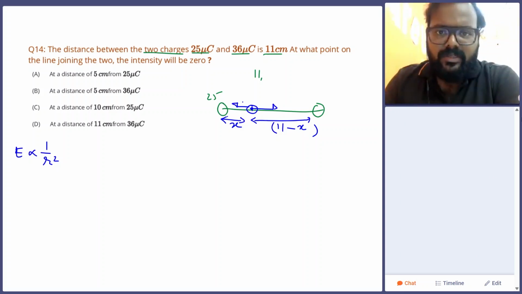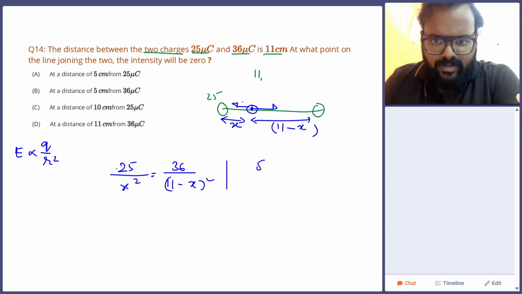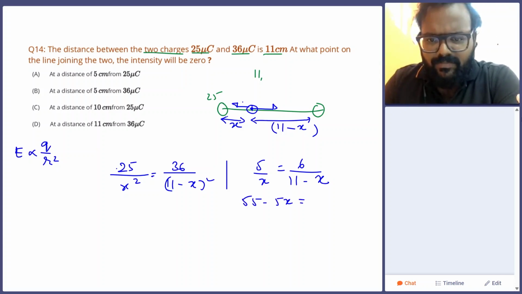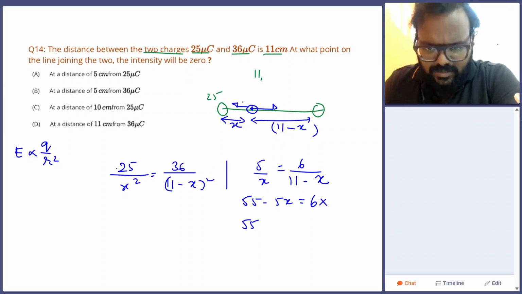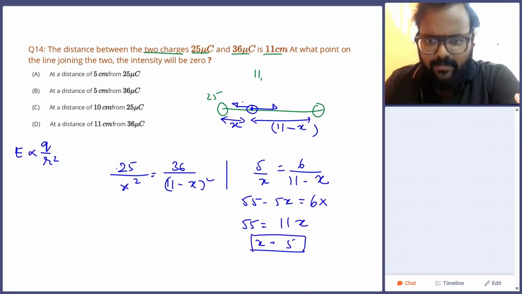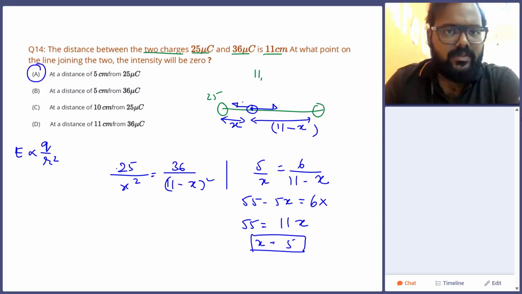So E1 equals E2, understood? So Q by R squared: 25 by x squared should be equal to 36 over (11 minus x) whole squared. Taking the root, it is 5 by x equals 6 by (11 minus x). So it will be 55 minus 5x, that is equal to 6x. So 55 is 11x, x is 5. So it's at a distance of 5 centimeters from the 25 microcoulomb charge. Right?